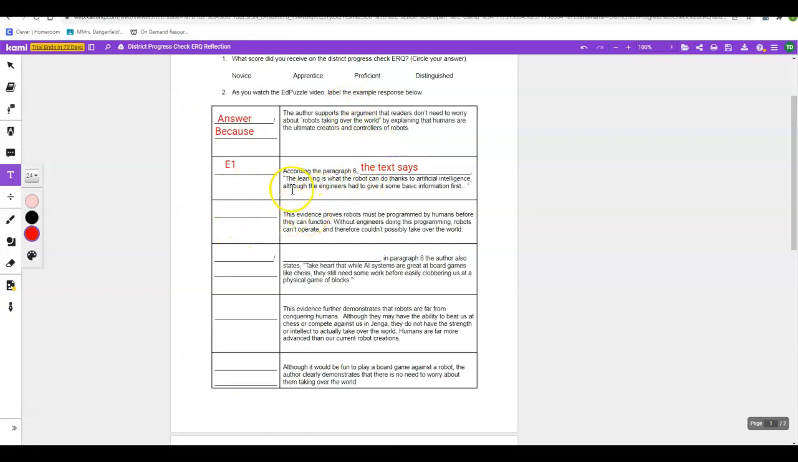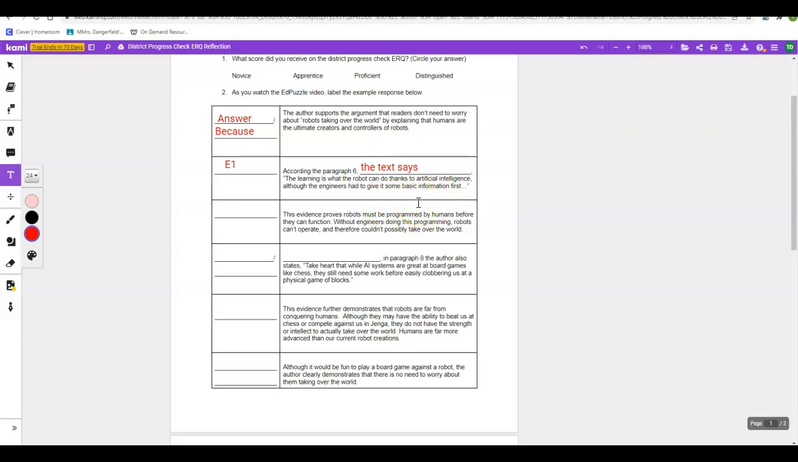I chose the piece of evidence that said the learning is what the robot can do thanks to artificial intelligence, although the engineers had to give it some basic information first. So remember in my answer, I stated robots are not going to take over the world because humans create them and program them. So the evidence that I used supported that idea. I gave a piece of information that showed that they had to program these robots first.